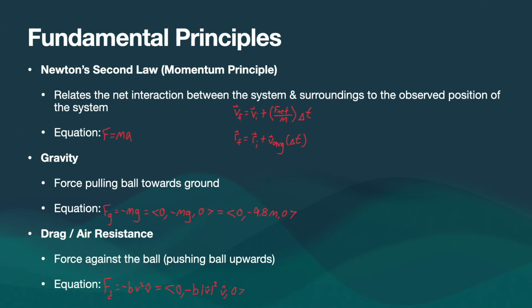Gravity also played a role in this experiment, and that is the force pulling the ball towards the ground. Here, the gravitational force is equal to negative mg in the y direction, which is negative 9.8 meters per second squared times the mass. And then drag is the force against the ball, and our equation here is negative b times the magnitude of velocity squared times the unit vector of velocity.